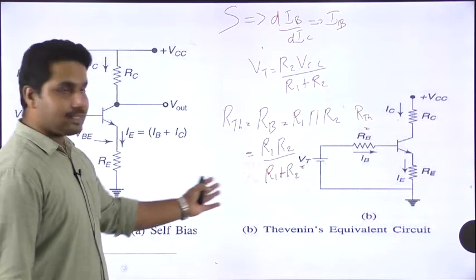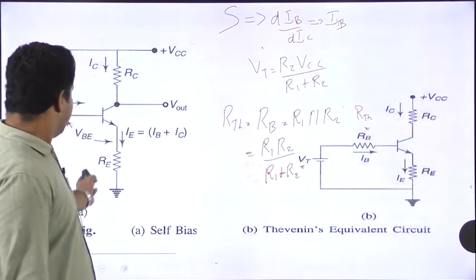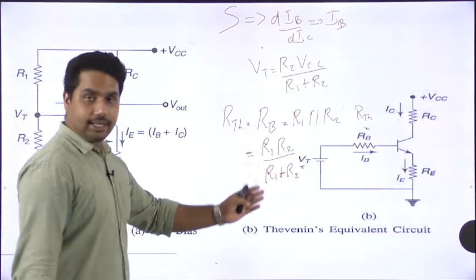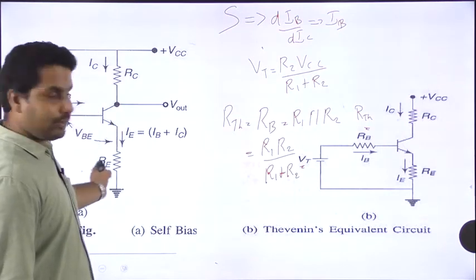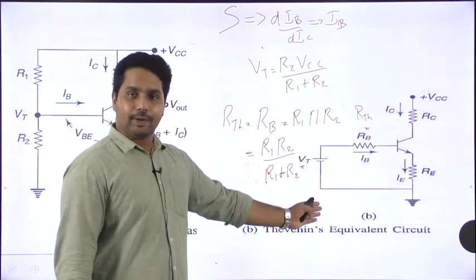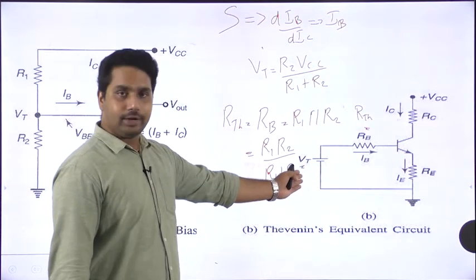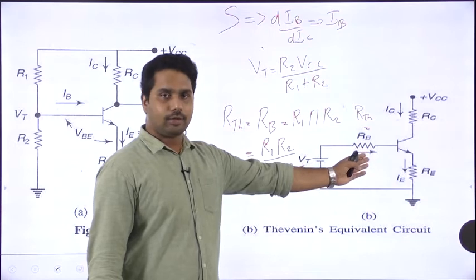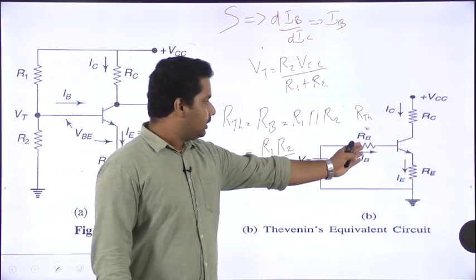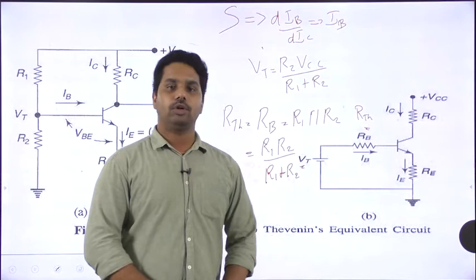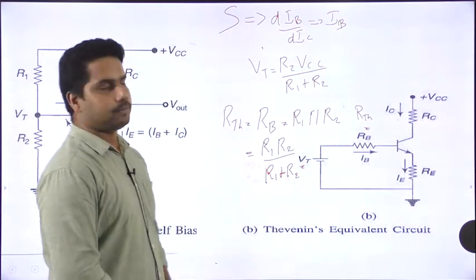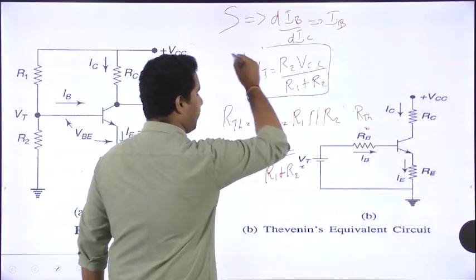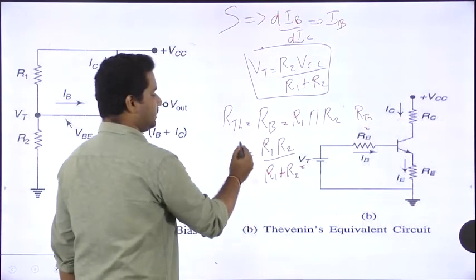So both circuits are the same. The main potential divider biasing is represented. That means its input side is replaced with its Thevenin equivalent representation, which has the Thevenin voltage VTH and the Thevenin resistance RB. Okay, and you know that for that representation, this resistance will be in series with the voltage source. The value of VT is given here, and the value of RB or RTH is given here.